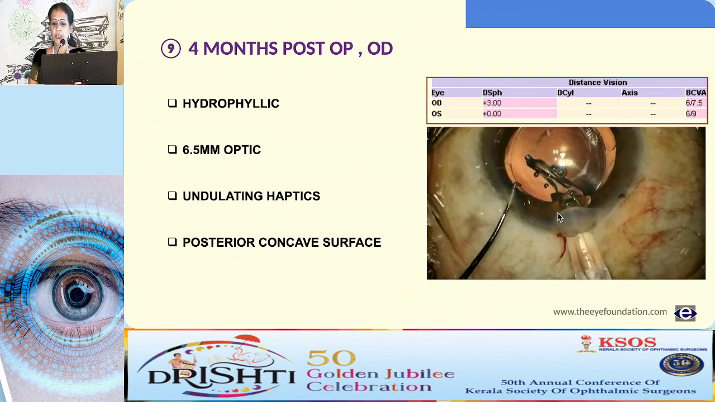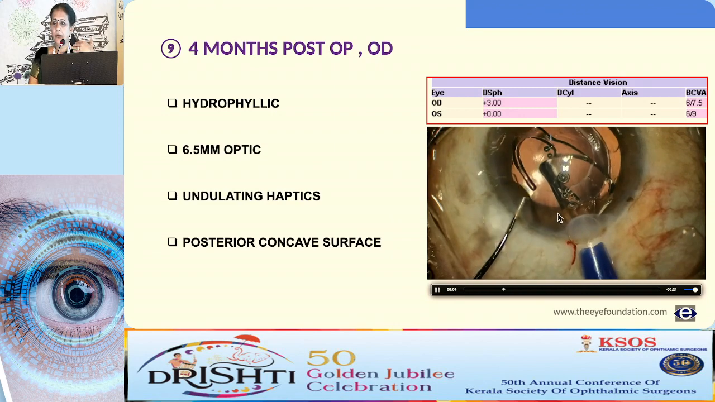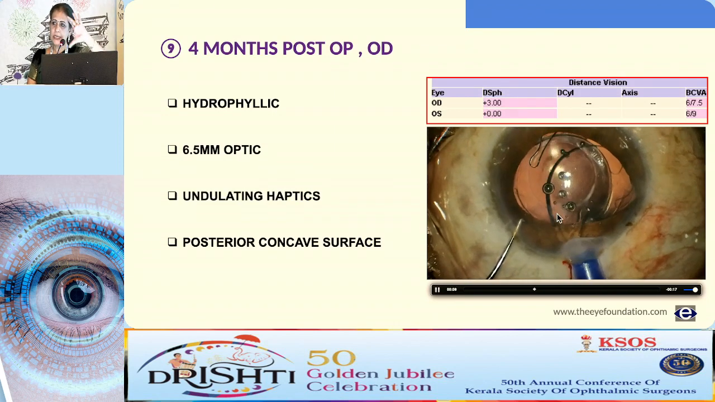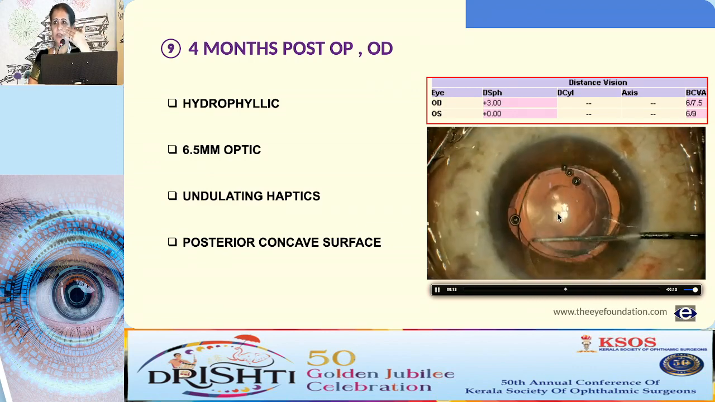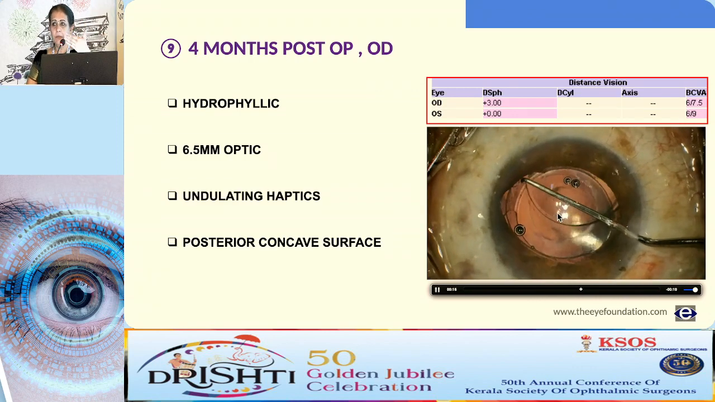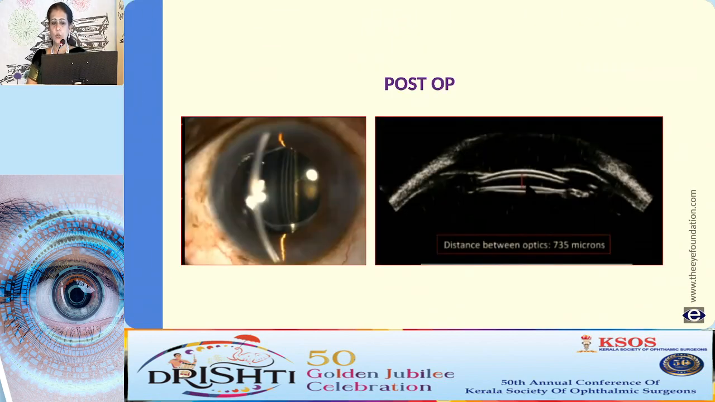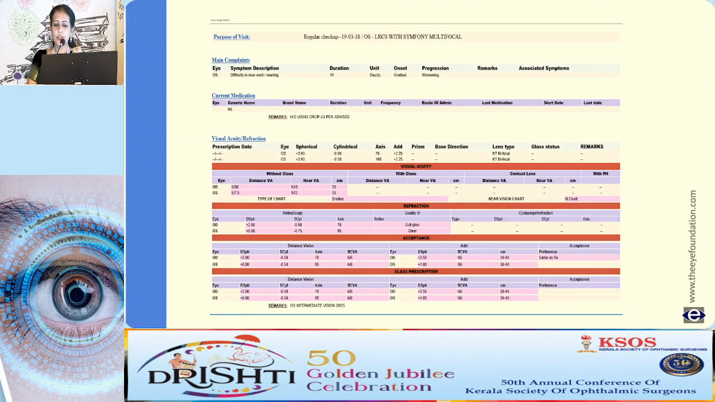Now, this was a patient wherein it was a +3 diopter of a residual, and the patient was advised a hydrophilic Sulcoflex lens, and you know it has a large optic, it has undulating haptics, it has a posterior concavity which creates space between the primary IOL and this, and the material of the lenses need to be different, and that is the solution, and you can see the post-op vault was quite good. The second eye actually gives us a chance.